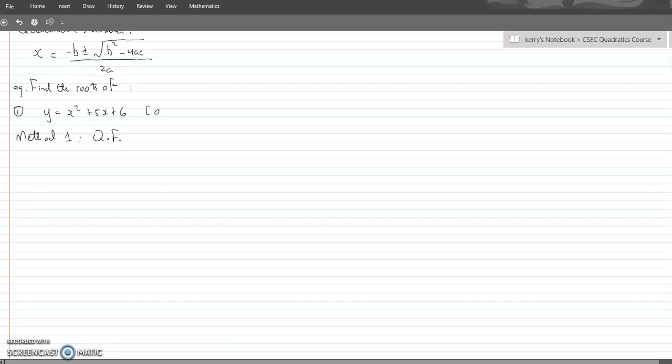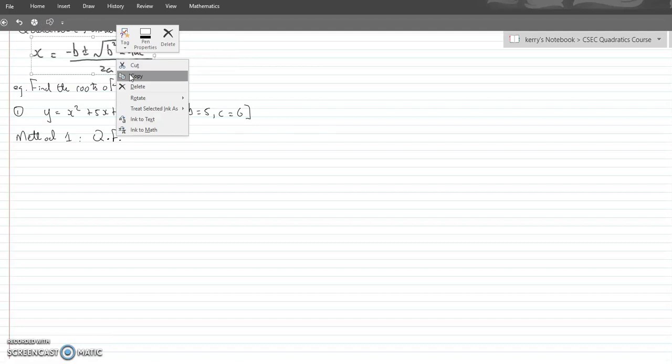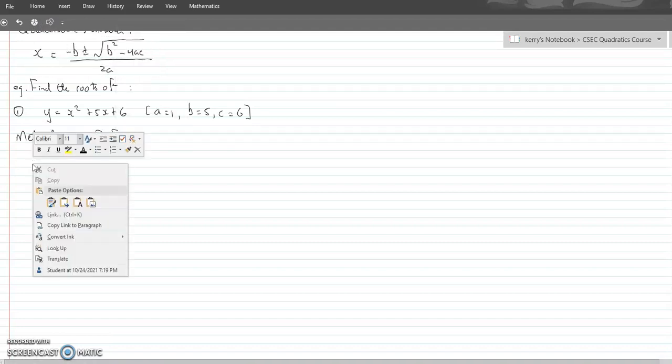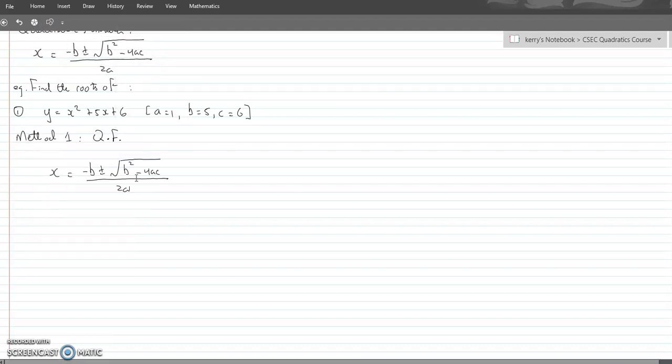All of them are going to require us using A, B, and C. So A is equal to 1, remember the number in front of x squared is 1, B is equal to 5, and C is equal to 6. So let's use the quadratic formula. Just to be lazy, I will just copy the quadratic formula, click copy and paste underneath here. So this is our quadratic formula here. Let's work with this.